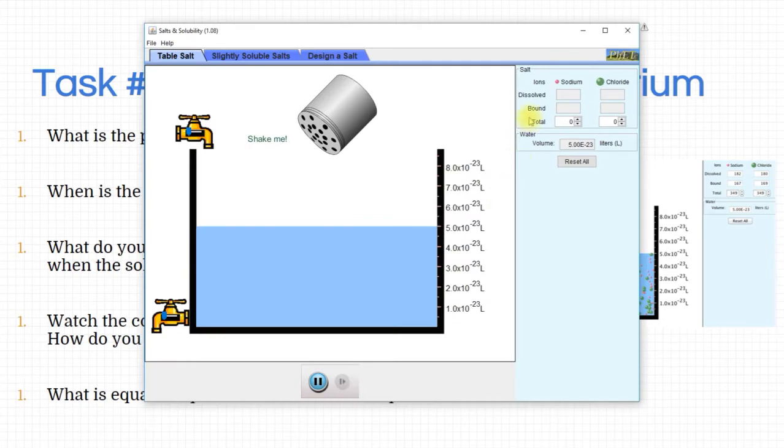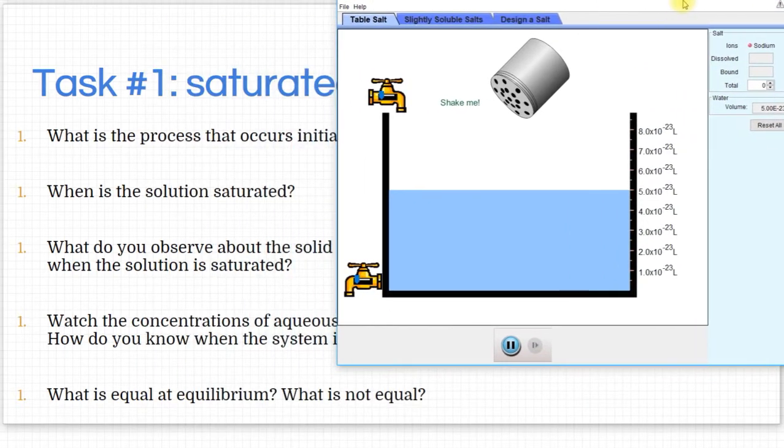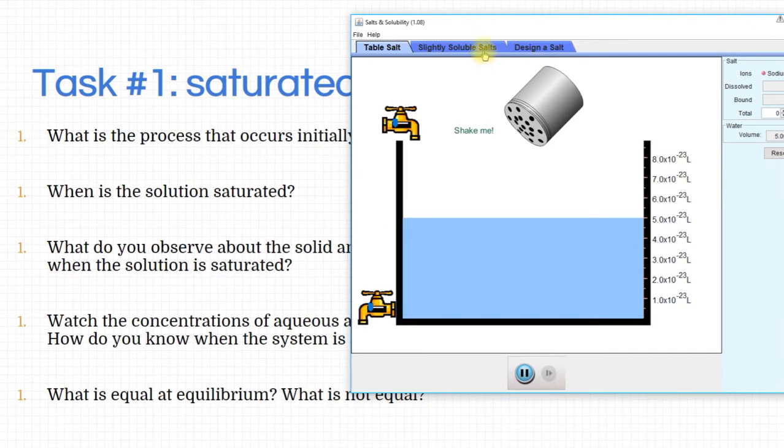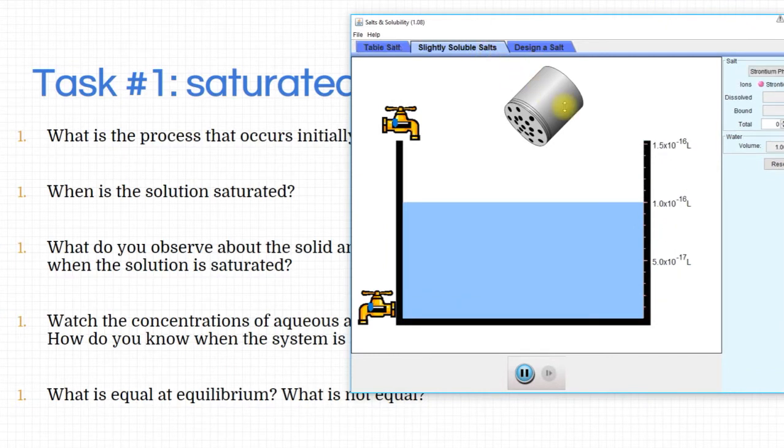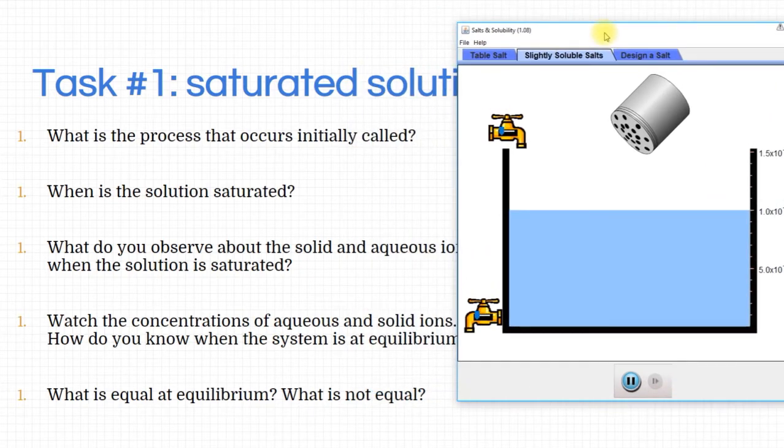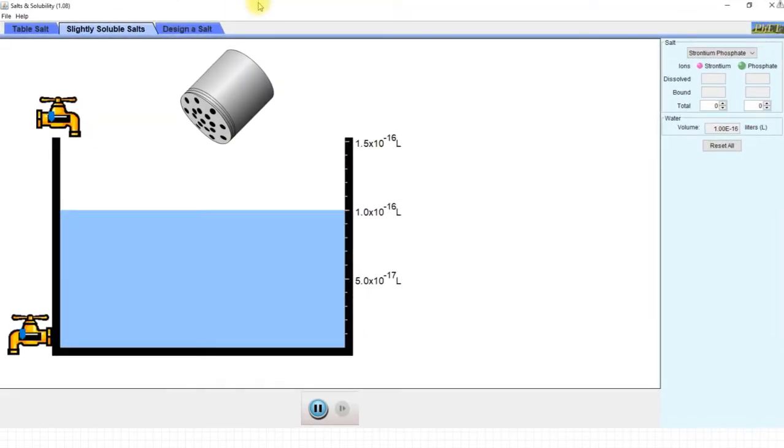All right, so on this slide, we're going to try to answer a few questions by watching a simulation here, and this is related to forming a solution. And so the first question is we want to figure out what is the process that occurs initially called.